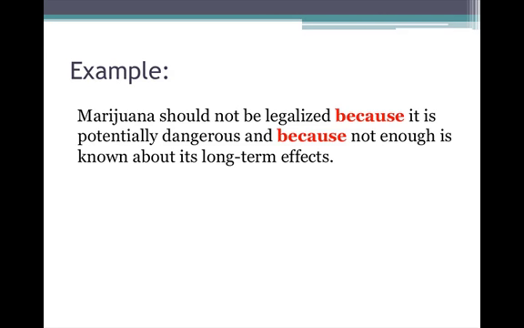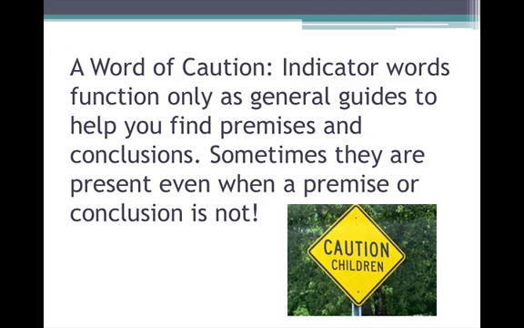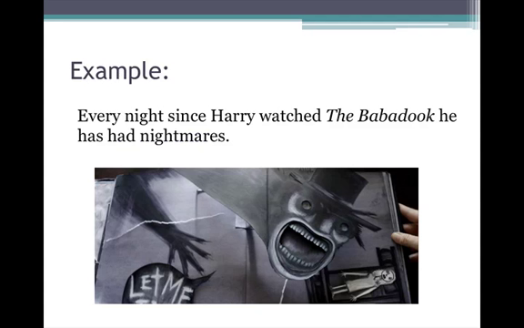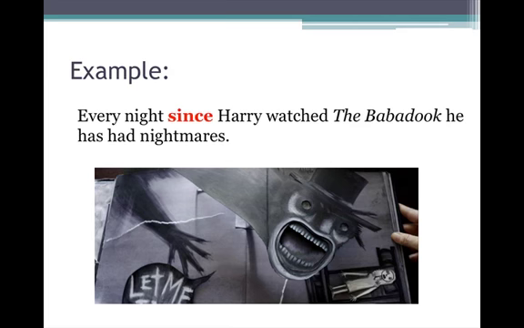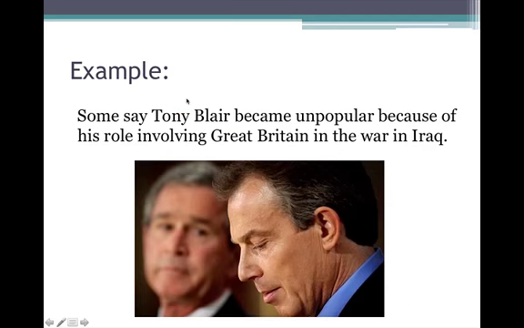Okay, so these indicator words are definitely helpful, but a word of caution. Indicator words function only as general guides to help you find premises and conclusions. Sometimes they are present even when a premise or conclusion is not. Let's look at some examples of that. First example, every night since Harry watched The Babadook, he has had nightmares. Here we have the presence of the indicator word since, but it's not picking out a premise. Rather, in this case, the word since is being used to indicate a period of time.